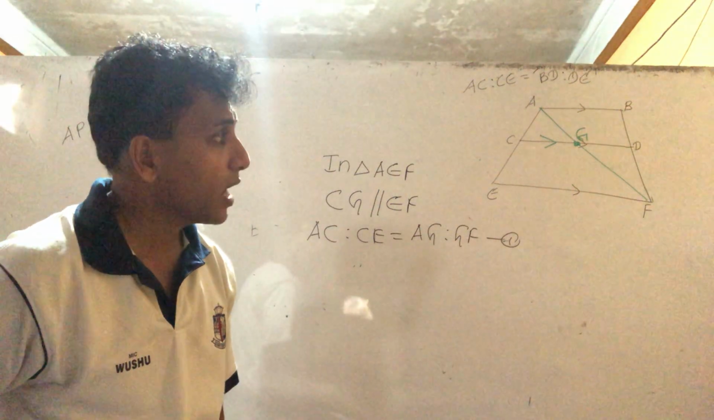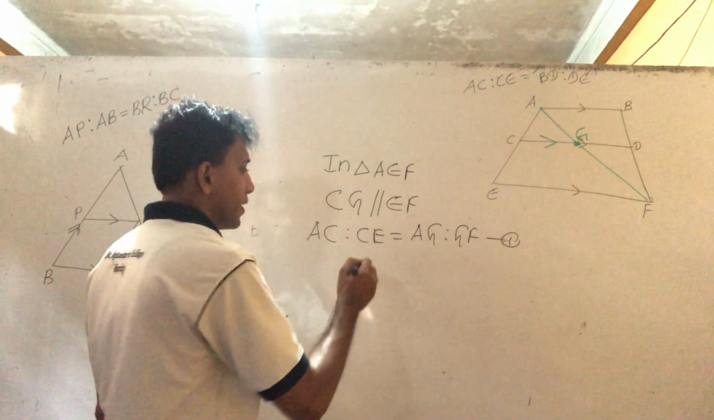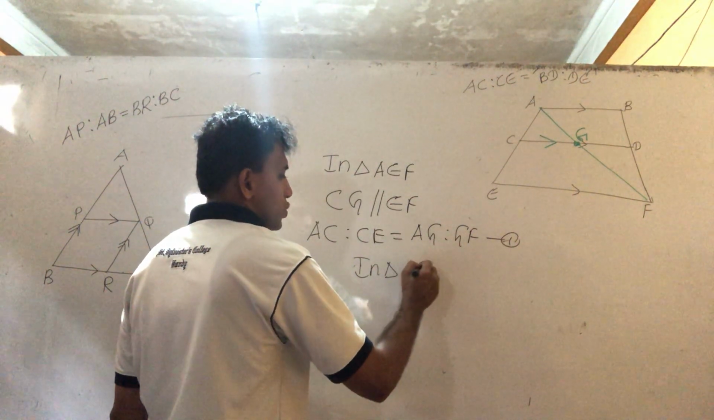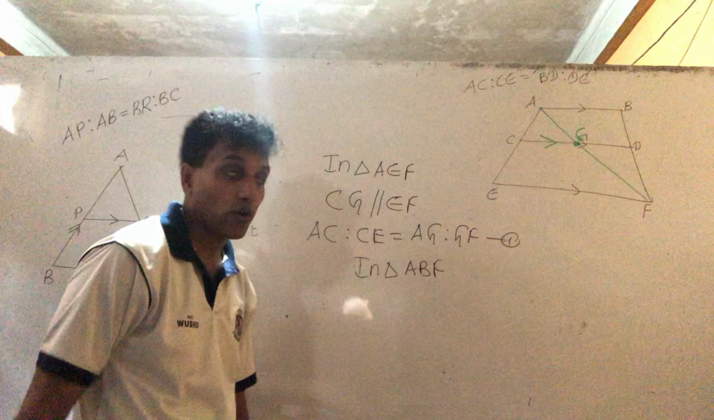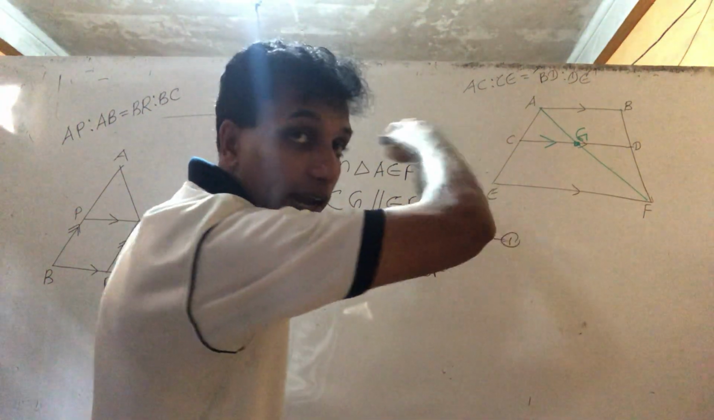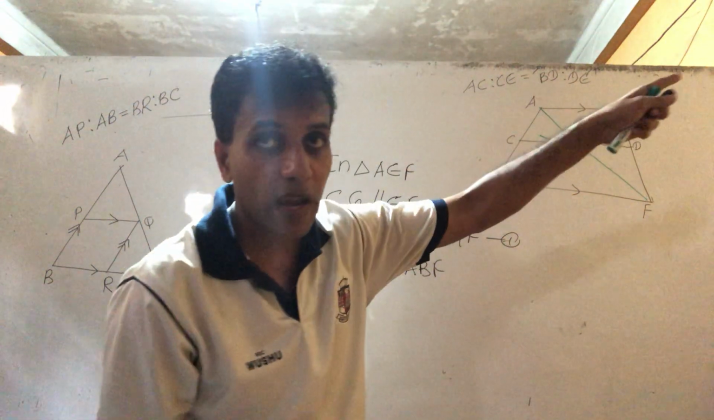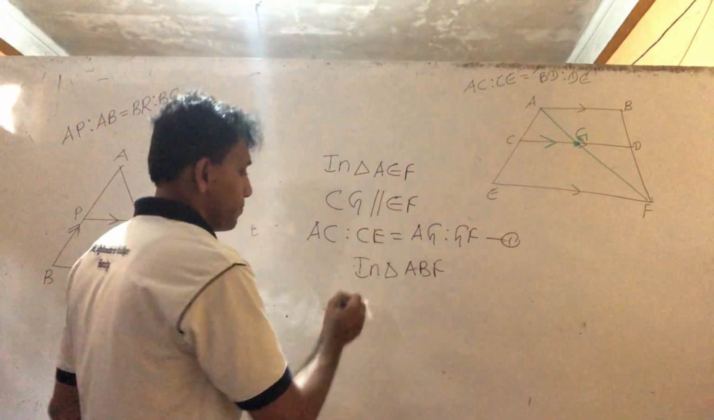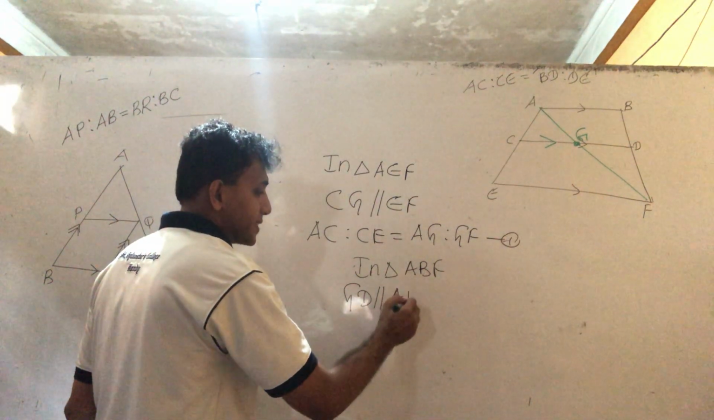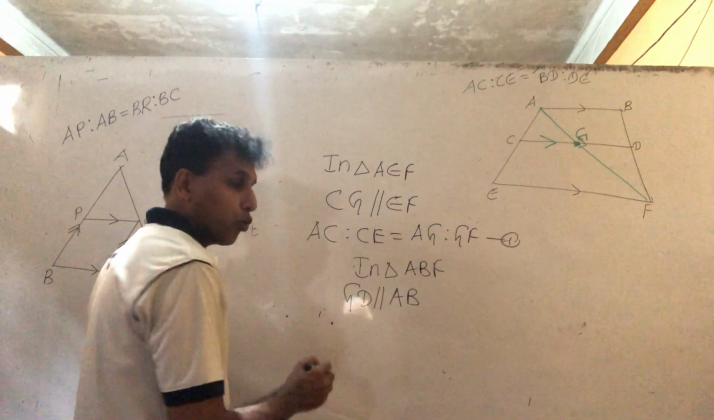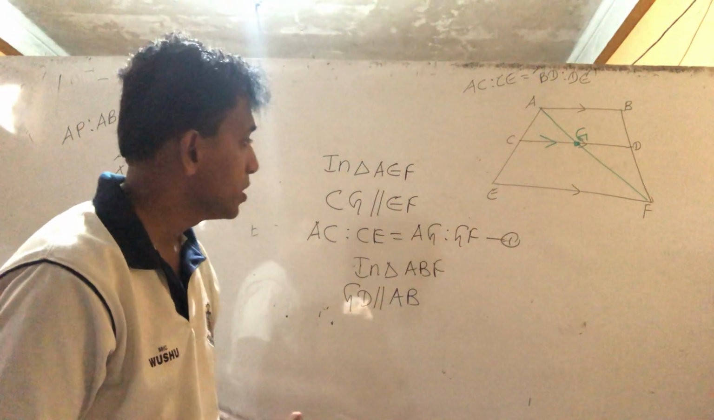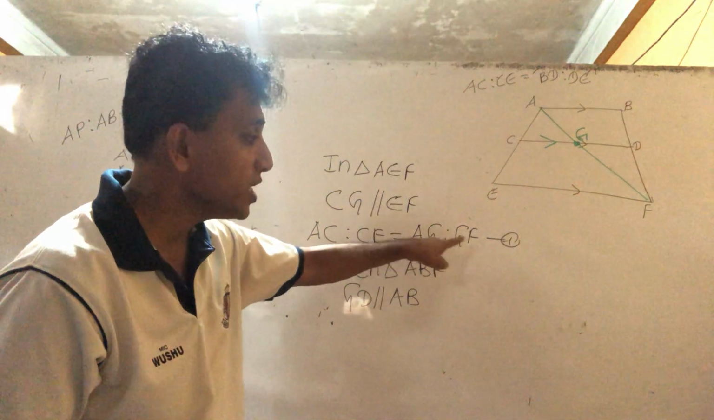Now take the other triangle, the other side. In triangle ABF, right? But GD is parallel to AB, that straight line GD parallel to AB, given data. Therefore, write properly the ratio theorem for that triangle. Here see AG there, GF there.